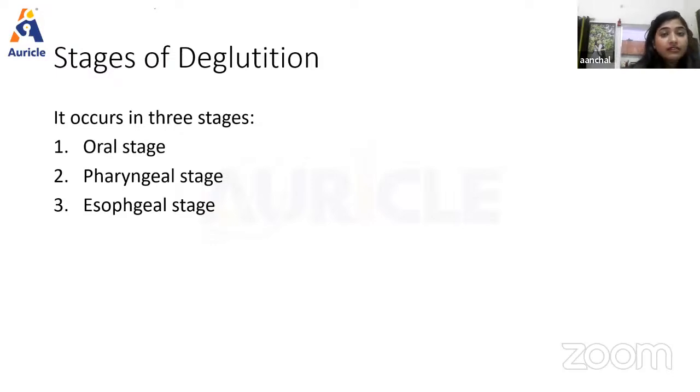The next stage we have is the pharyngeal stage. Again, this is the involuntary stage. In this stage, the food is pushed from the pharynx into the esophagus. As we know, the pharynx is a common passage for both food and air. It divides into the larynx and esophagus. The larynx lies anteriorly and continues as the respiratory passage, and the esophagus lies behind the larynx and continues as the GI tract.